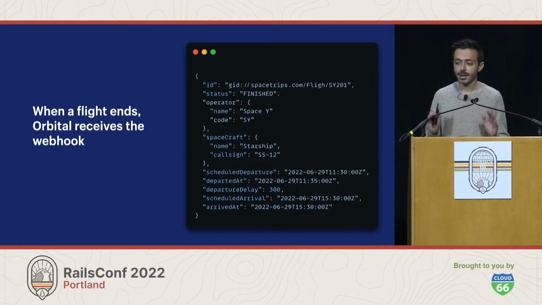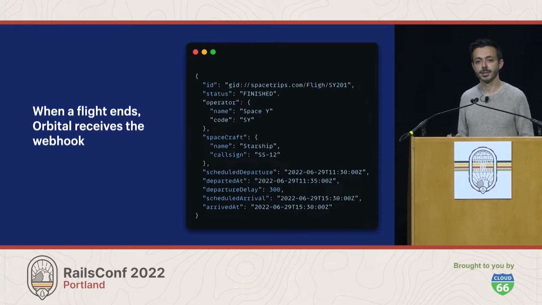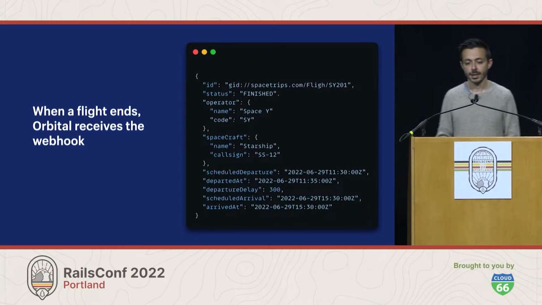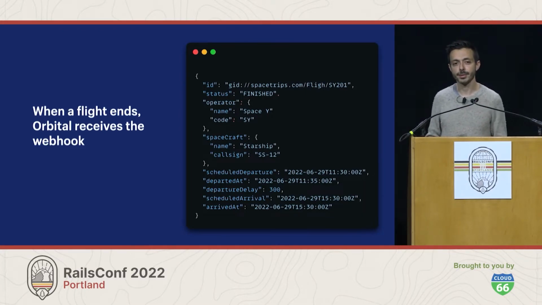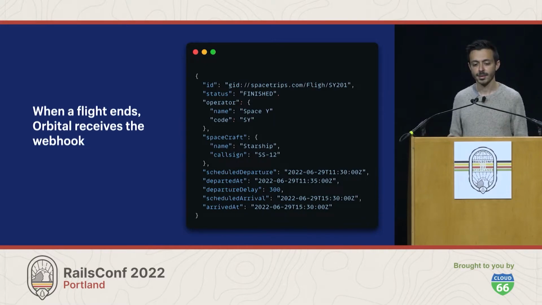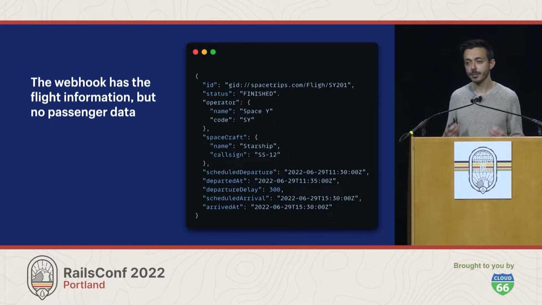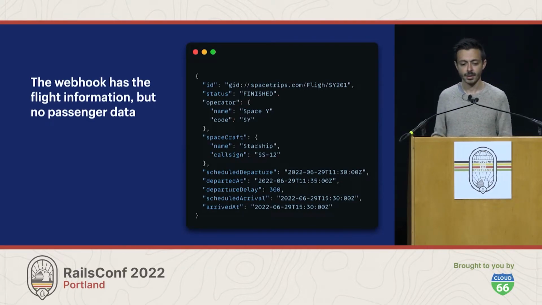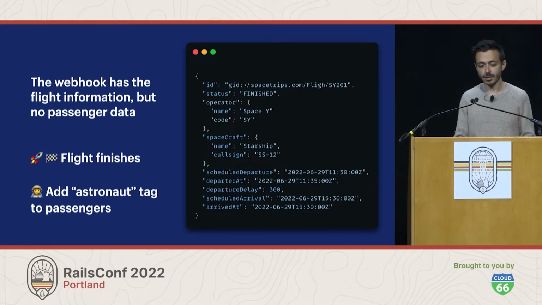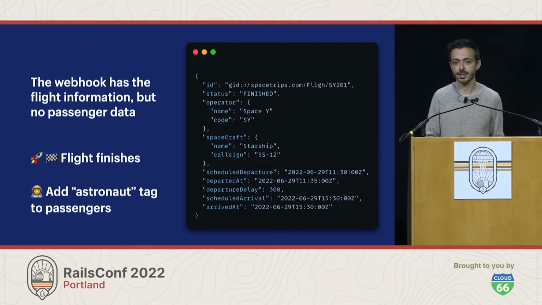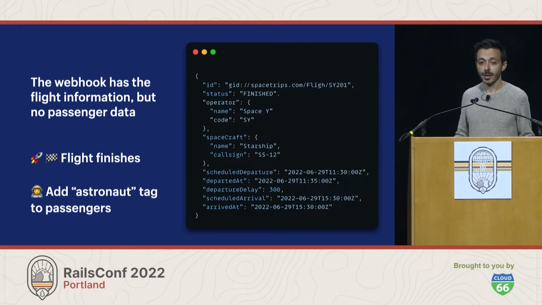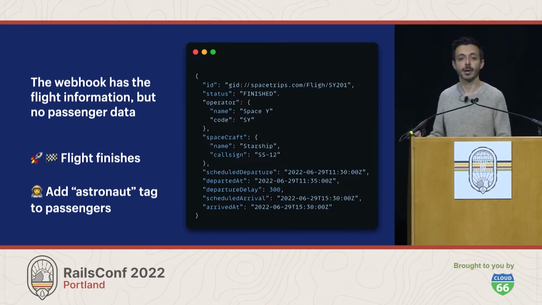A flight ends, and they receive their first webhook. And the first webhook has a lot of information about the flight, but no information about the passengers. And they need the passenger information to add the tags to them. So without the passenger data, they can't add the tags. Well, they need to make an API request to get the data they actually need.